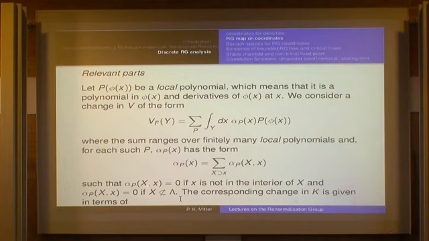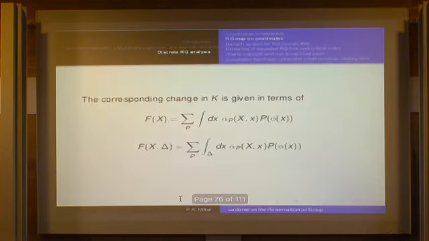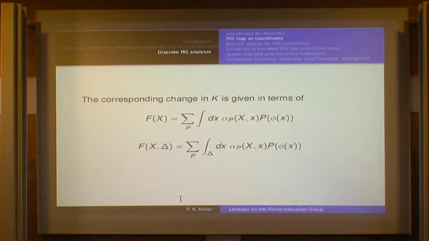So this is it. So alpha P of X is this, and alpha P of X has a property that it vanishes if X is not an interior of X, and it's also 0 if X is not in lambda. Okay. And the corresponding change in K is given in terms of F of X, this is the relevant part, okay? F of X and F of X delta.